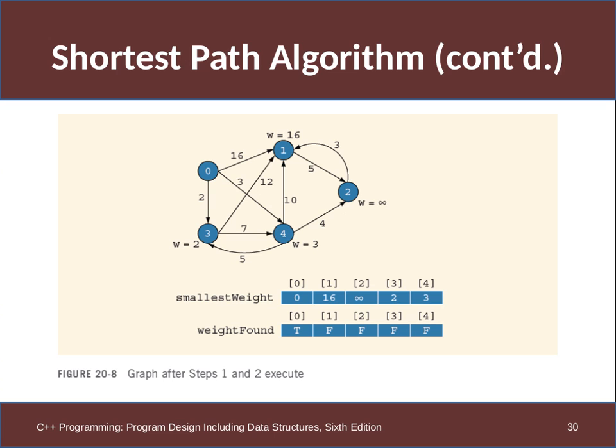Weight found, you have another Boolean data structure here, a bunch of Booleans. When you go to code this up, remember you're going to have two data structures. You're going to have the smallest weight, which is a vector whose length is the number of nodes, containing the weights, and you'll have weight found, another vector of Booleans, true or false. This just tells you if you visited or not.